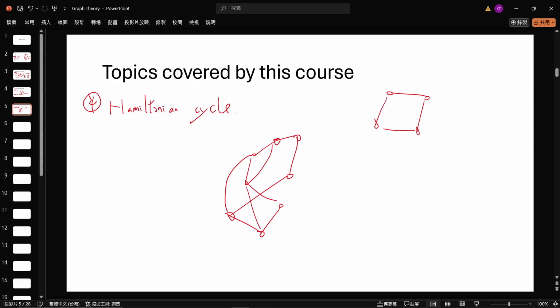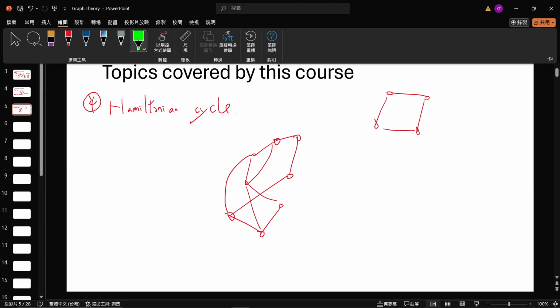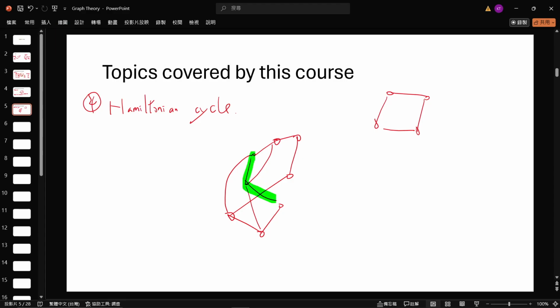All right. So for this problem, you have to find a cycle. Okay, not just any cycle. You want to find a cycle that contains all the vertices in a graph. Like this. Okay. So this is a cycle, and it contains all the vertices in a graph. Okay, so this is a Hamiltonian cycle.